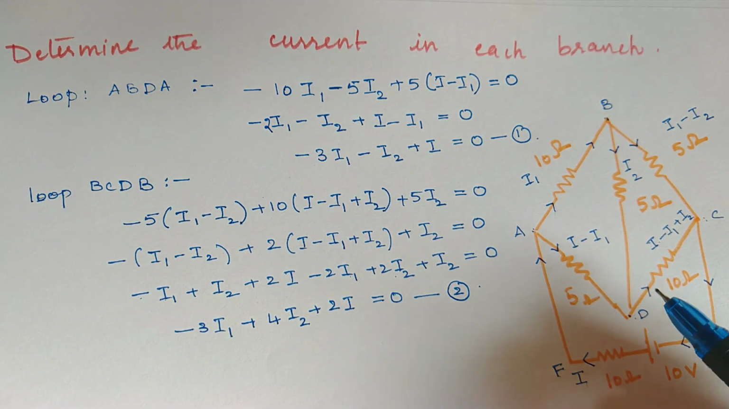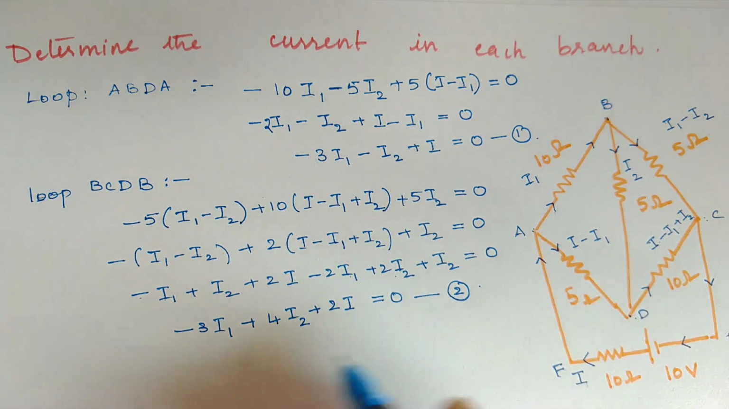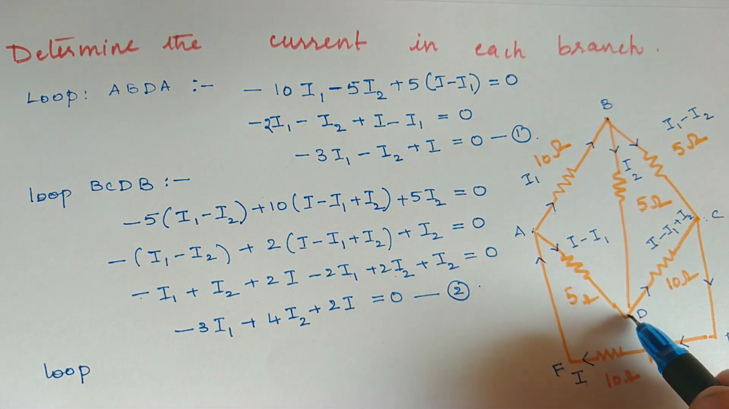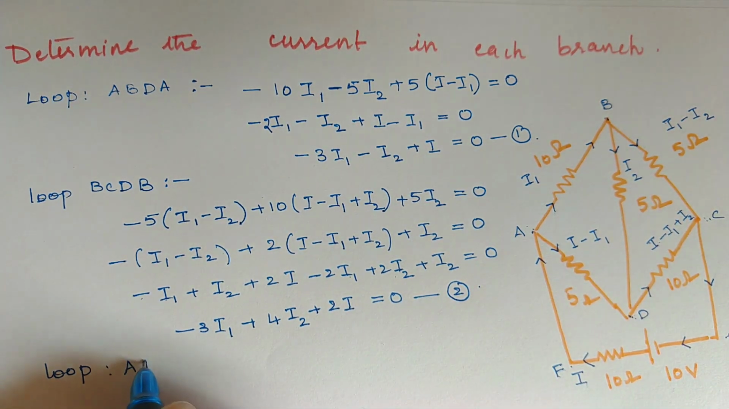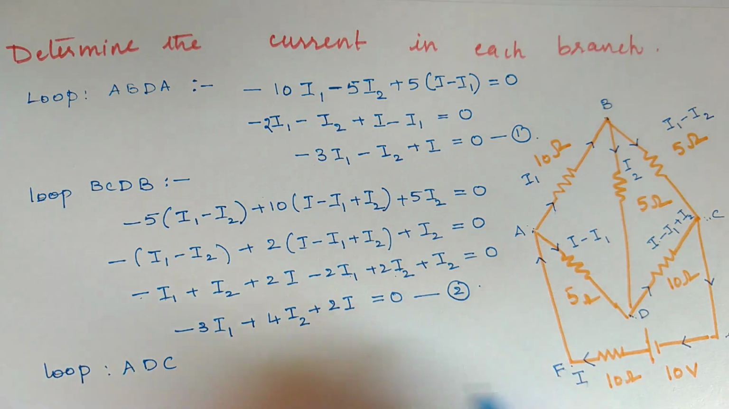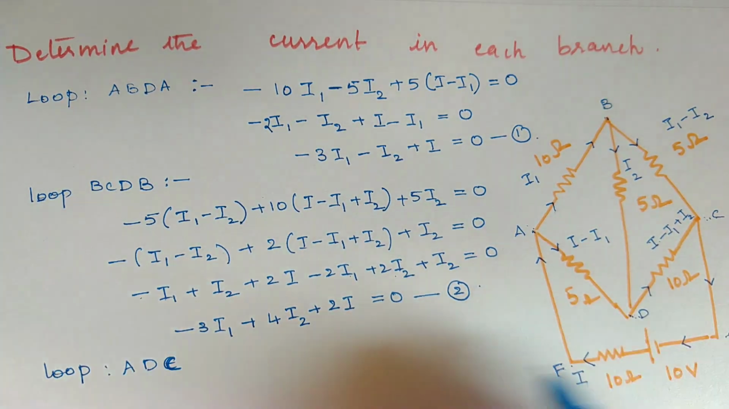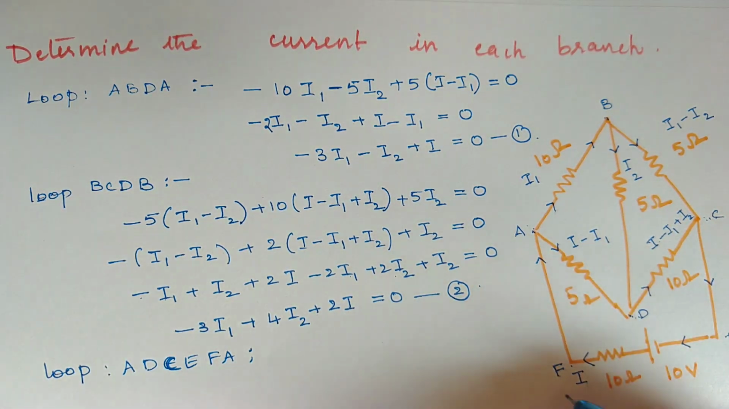Now I need one more relation. Now I will apply Kirchhoff's law for this M-shaped loop. Name the loop A, D, C, E, F, A. Okay, for this M shape.